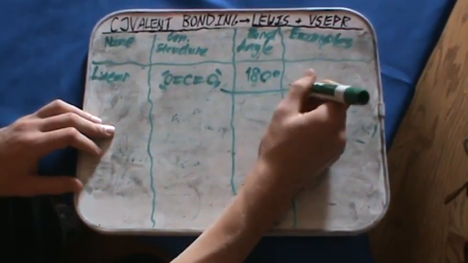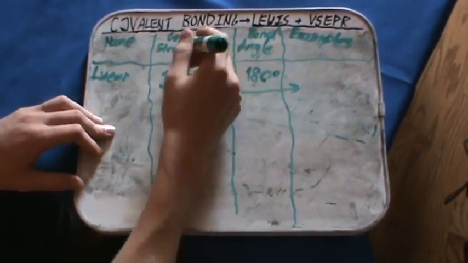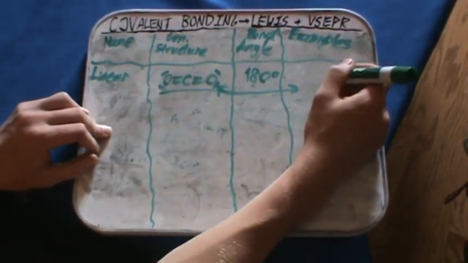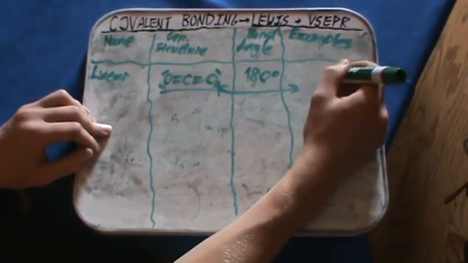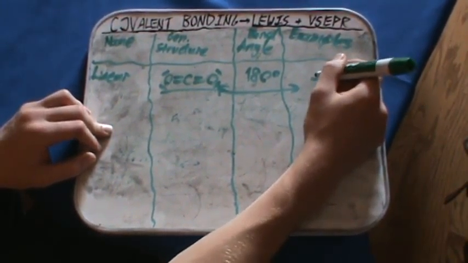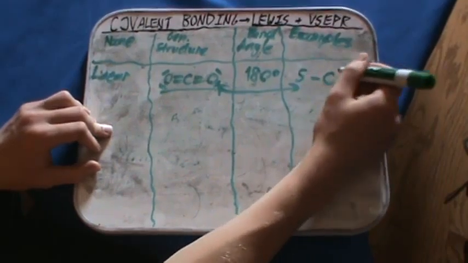We were going to have to alternate the example and the general structure, because this is an example, it's not the general structure. The general structure will be, let's call the central atom C, and then the surrounding atoms S.